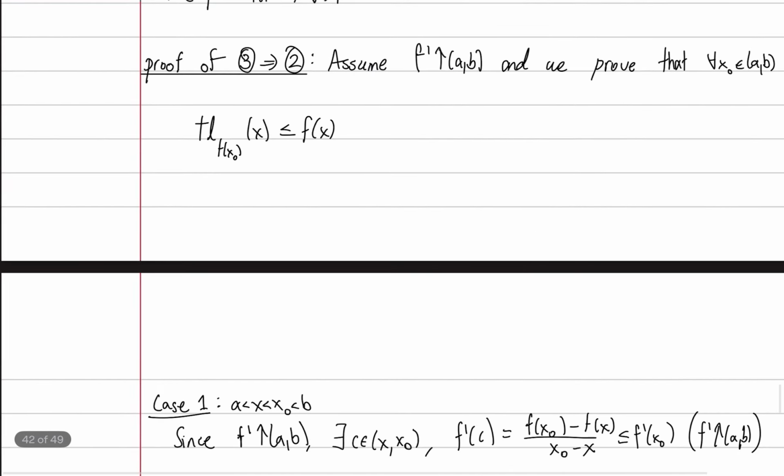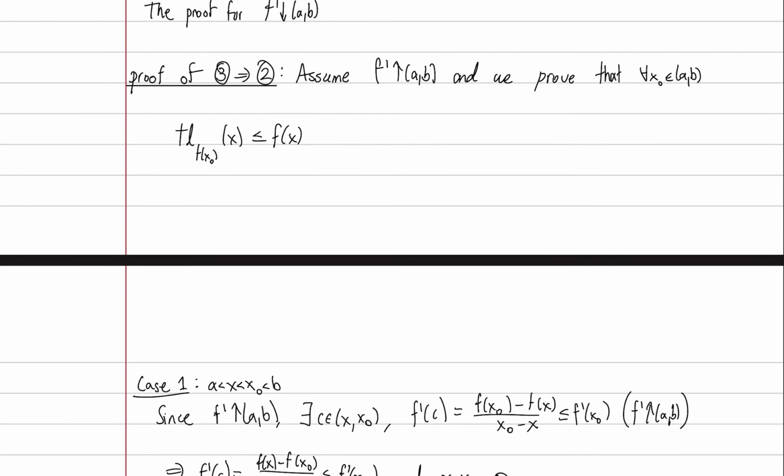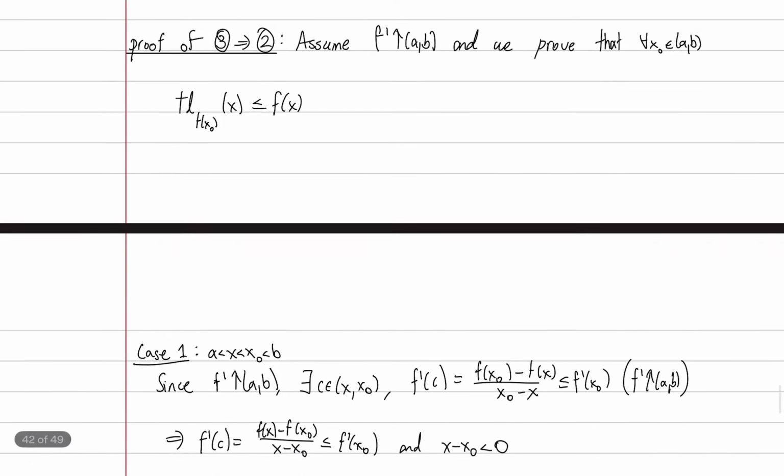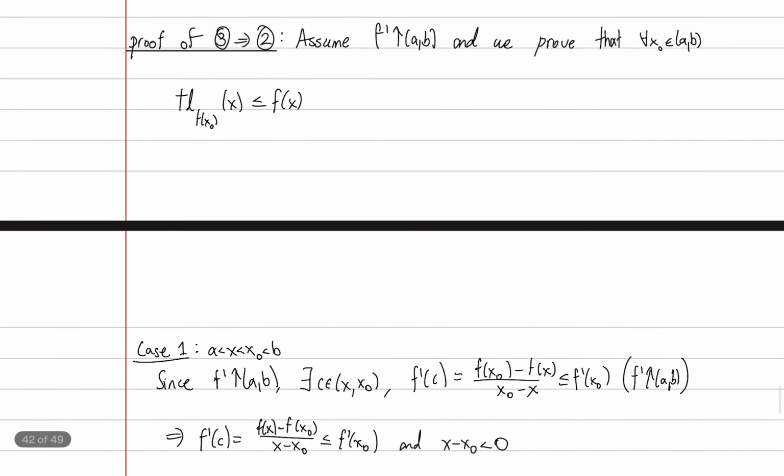And that is the proof for 3 implies 1. For 3 implies 2, we're talking now about the monotonicity of the derivative implying the tangent lines. We're going to assume f prime is increasing, and we're going to prove that for all x naught in (a, b), the following holds.